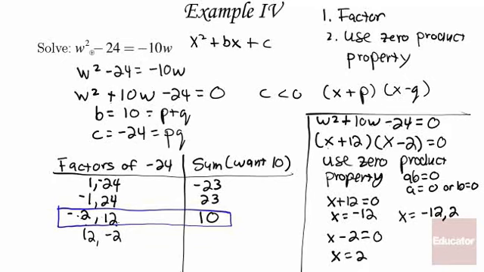Okay, so when solving an equation such as this, the first step is to put it in the standard form, then factor. Once it's factored, use the zero product property to find the two solutions for the variable.